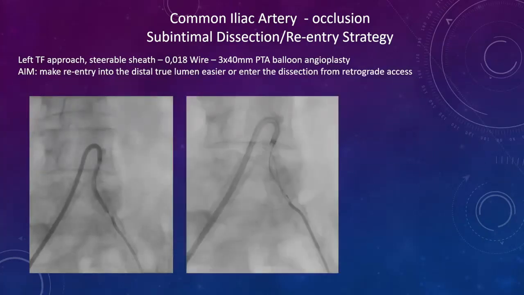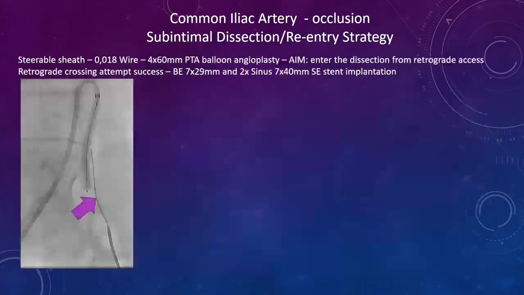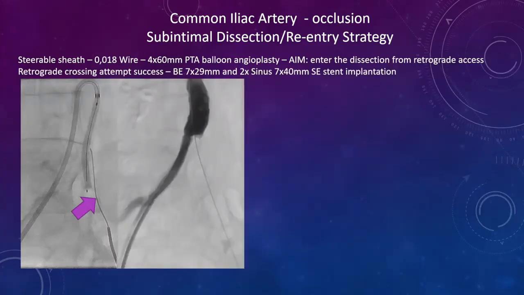After that, you can try to cross this newly created lumen with a hydrophilic wire. Sometimes it fails, and you have to open up this new channel a little bit more from above to be able to enter it. So at one point we were successful with a 4 mm balloon angioplasty, and with the retrograde access it was possible to cross it. After that, we implanted a balloon expandable stent followed by self-expandable stents.